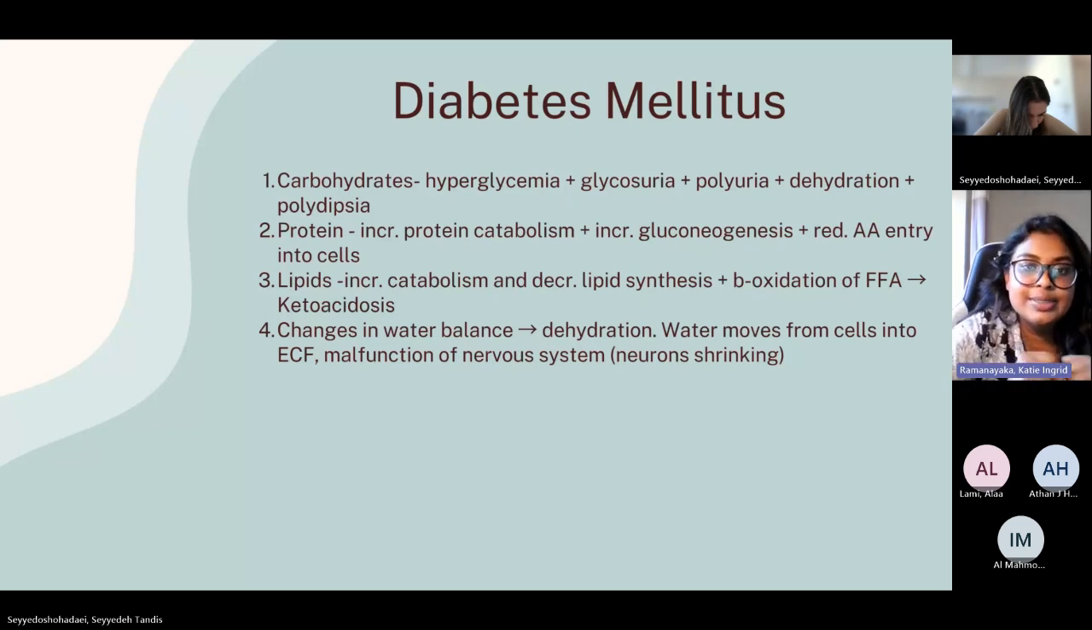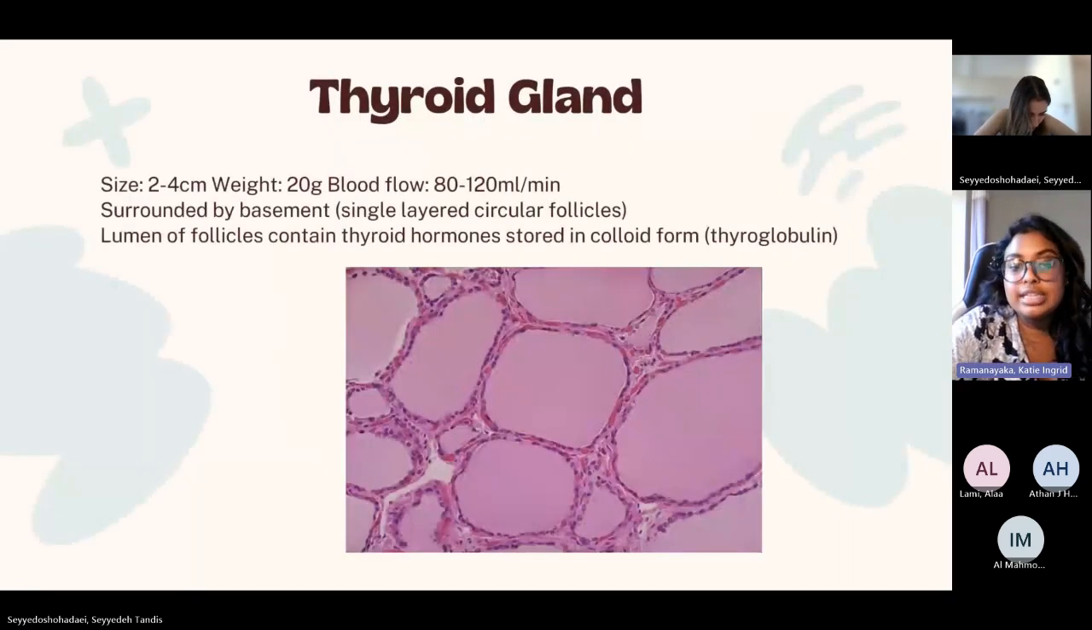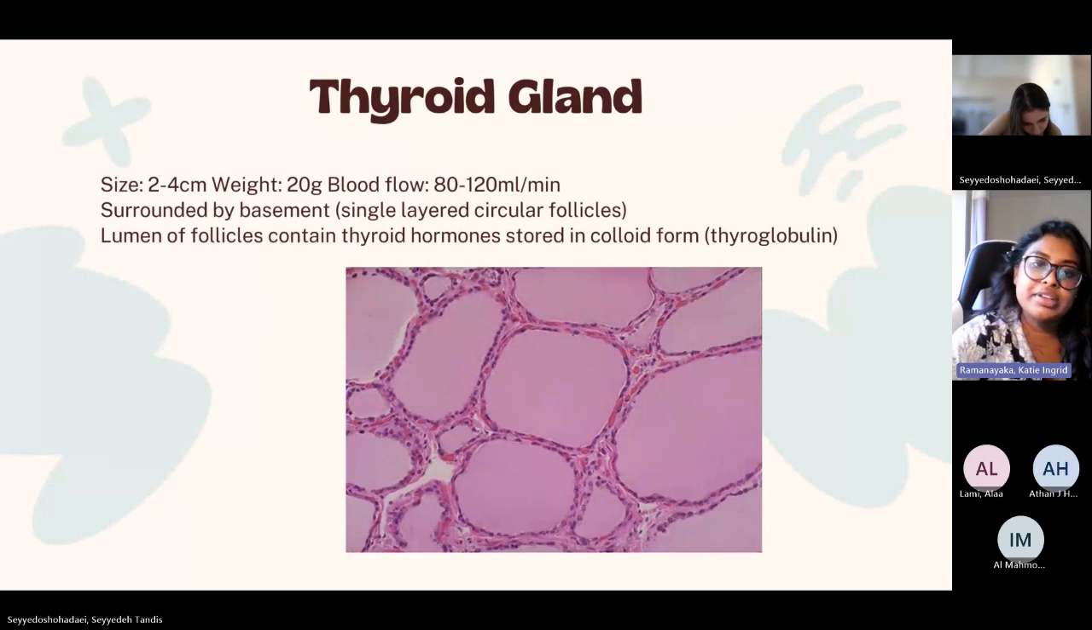Next slide, please, Tandis. So that was a small summary about insulin, the pancreatic gland hormones. Go through the lecture because there's more content about diabetes and the insulin structure, which is quite important as well. Now, going over the thyroid gland, you need to know the size of it is about 2 to 4 centimeters. The weight is about 20 grams. Blood flow is 80 to 120 milliliters per minute. This wasn't asked in the test, but they always say it's quite important.